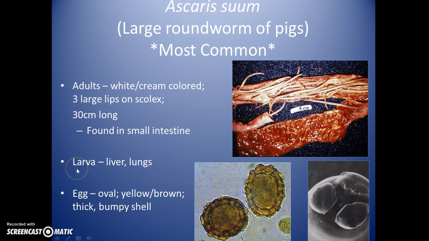The larvae, again, they migrate through the body, through the liver, through the lungs in this case. And the ova that you'll see in a pig's feces is going to be oval in shape. It's got this yellowish brown, a little bit darker appearance to it. It's thick, and it also has a very bumpy outer shell, almost like a turtle shell, or I used to refer to this as piggy bumps on the outside of this egg, and that helped me refer it back to its host, which is the pig.